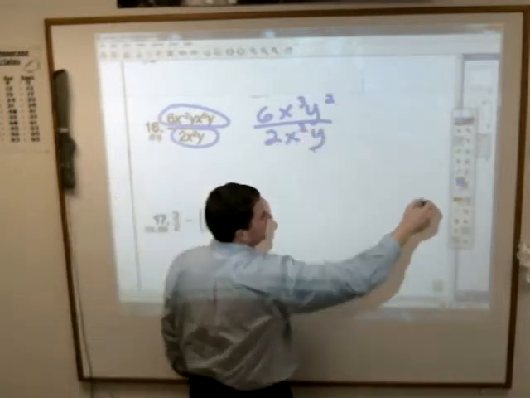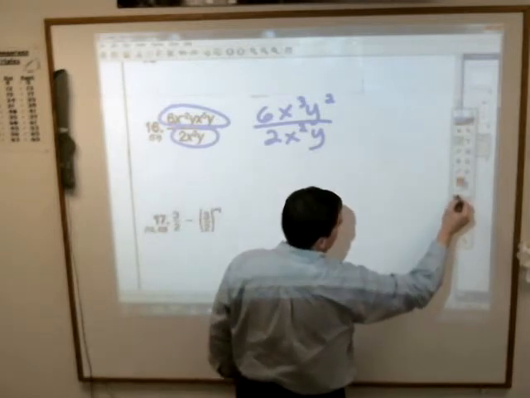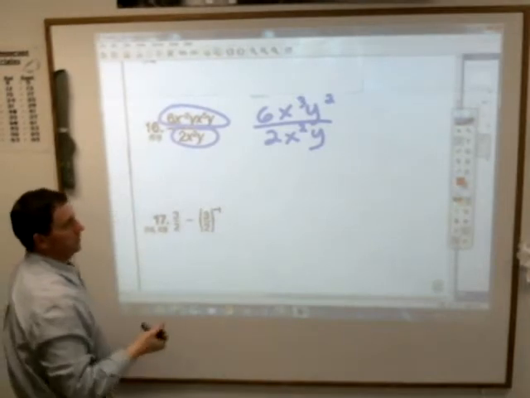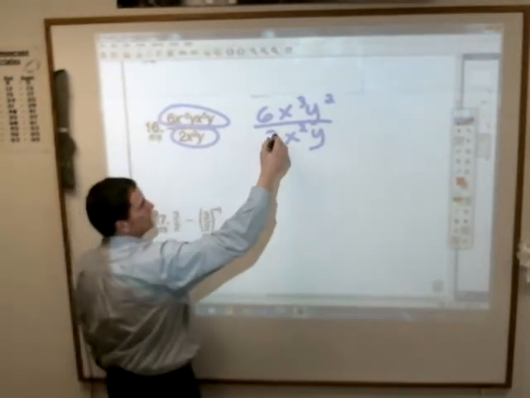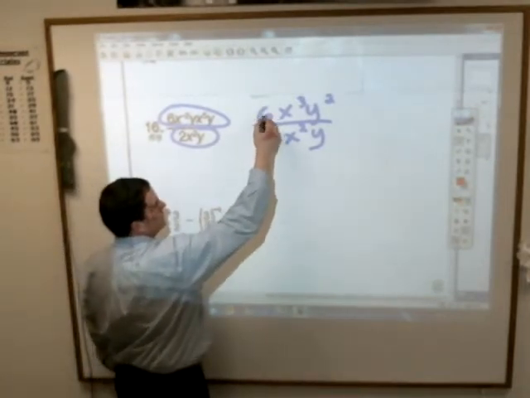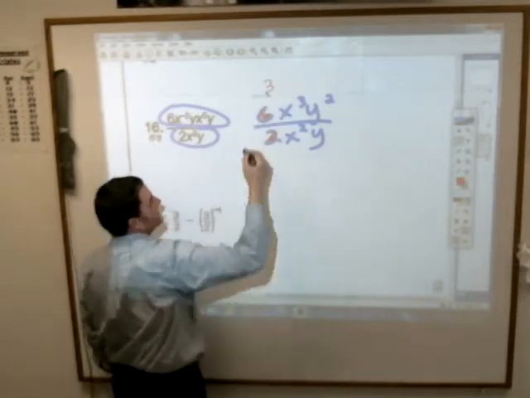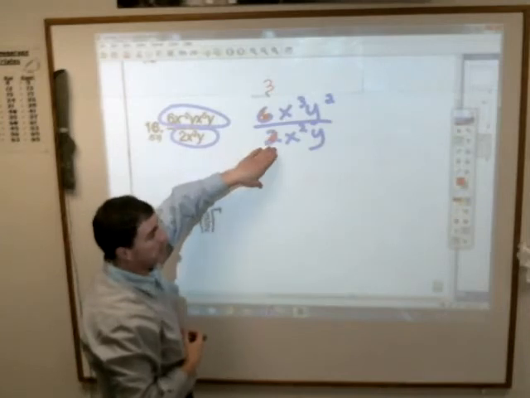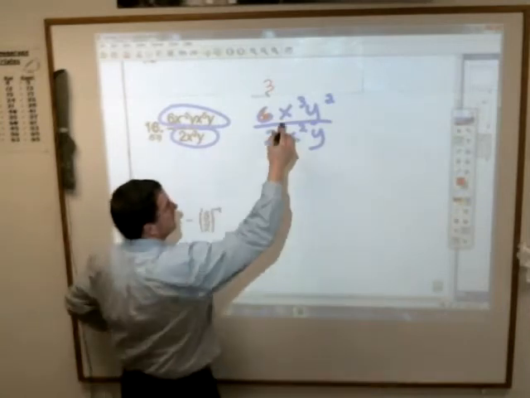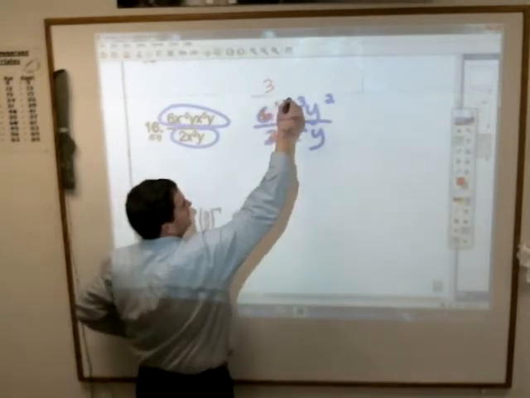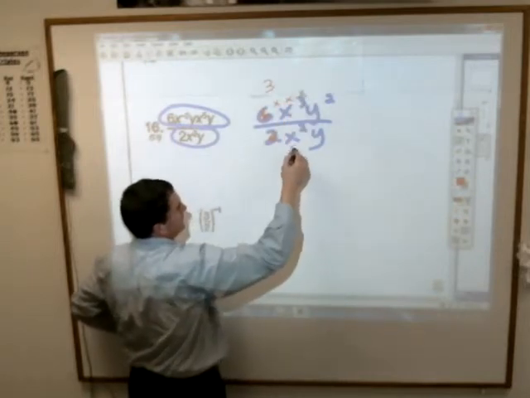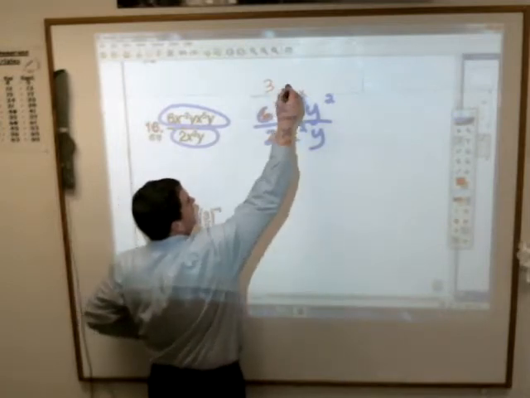I'm going to change colors to make this smaller. And then you just have to cross off what you can. For example, 2 goes into 6 3 times. So the 6 and the 2 cross off to leave you a 3 on top. Had it been flipped around and the 6 was on the bottom, the 3 would have been on the bottom. So just make sure you know that. Here you have x cubed, which is 3 x's. On the bottom you have just 2 x's. 2 of those 3 x's cross off, so you are left with an x.